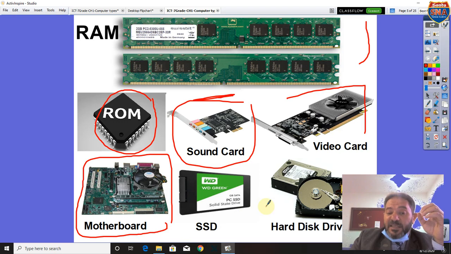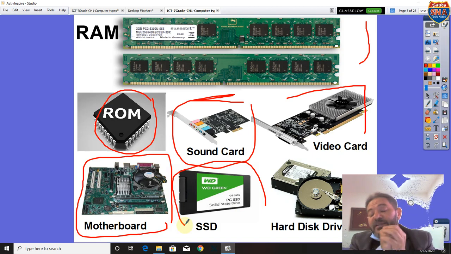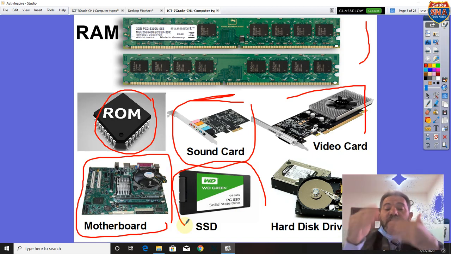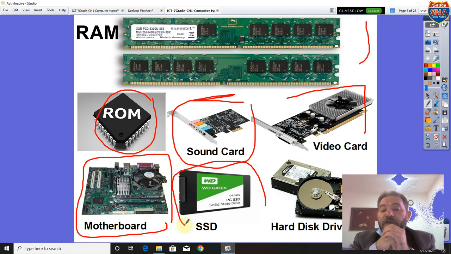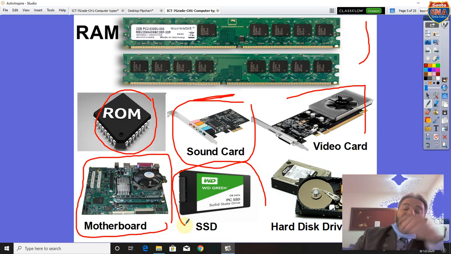This is the SSD, solid state drive. This type of drive or hard disk is used to accelerate the performance of the computer. It is very fast. So most computers now, laptops, are using the SSD hard disk to store data, especially the operating system, to accelerate the performance of the computer.